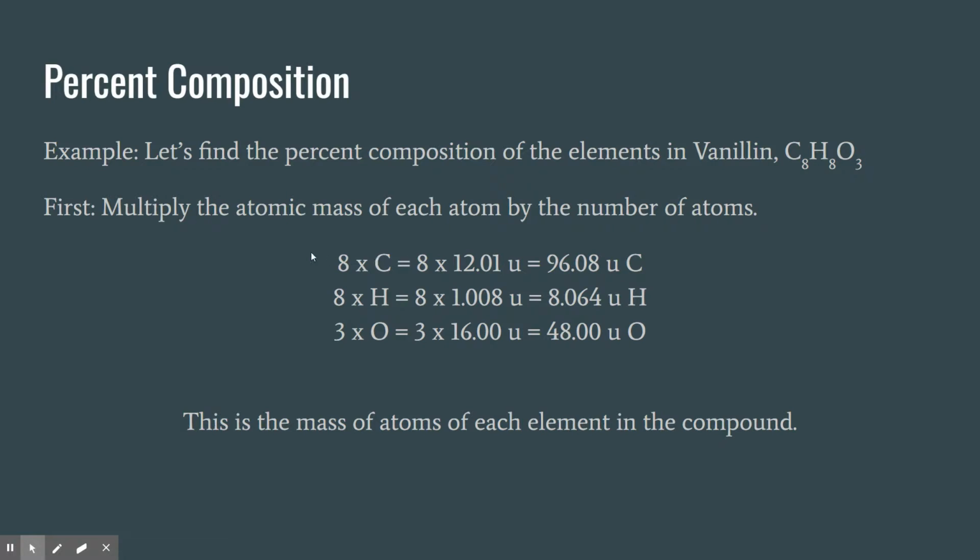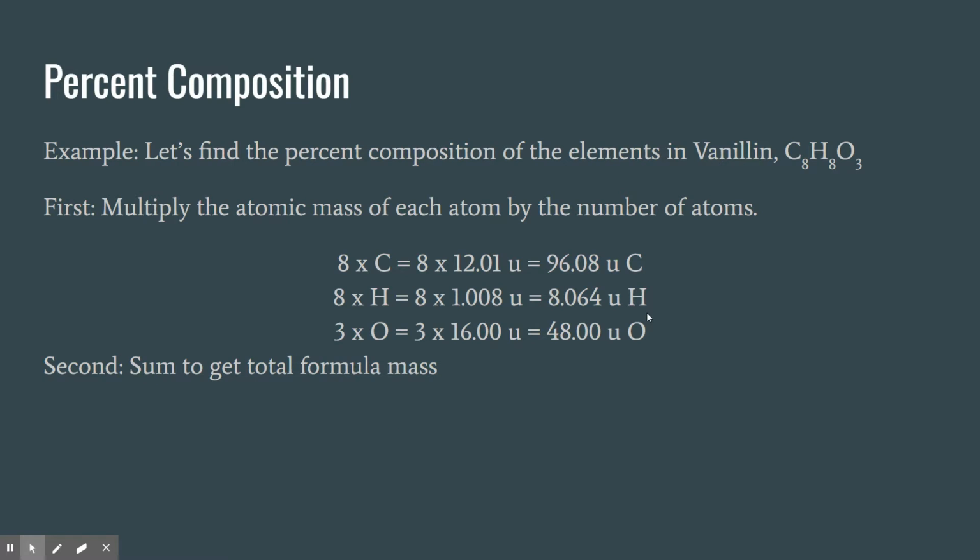The first thing I want to do to find the percent composition is find out how much mass is coming from each individual atom. So we're going to take the atomic mass of each atom and multiply by the number of atoms that we have. So that's 8 carbons, 8 hydrogens, 3 oxygens. 8 times 12 for carbon, 8 times 1 for hydrogen, 3 times 16 for oxygen. These are my individual element masses.